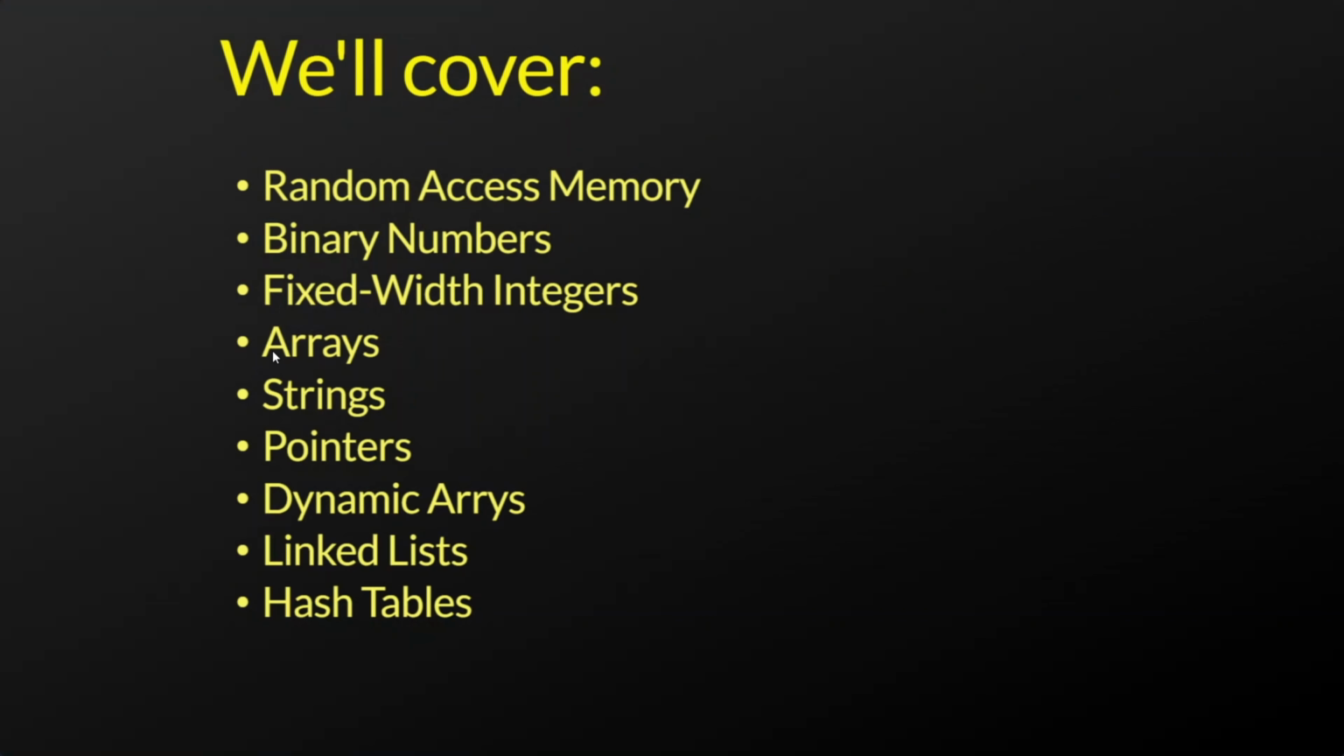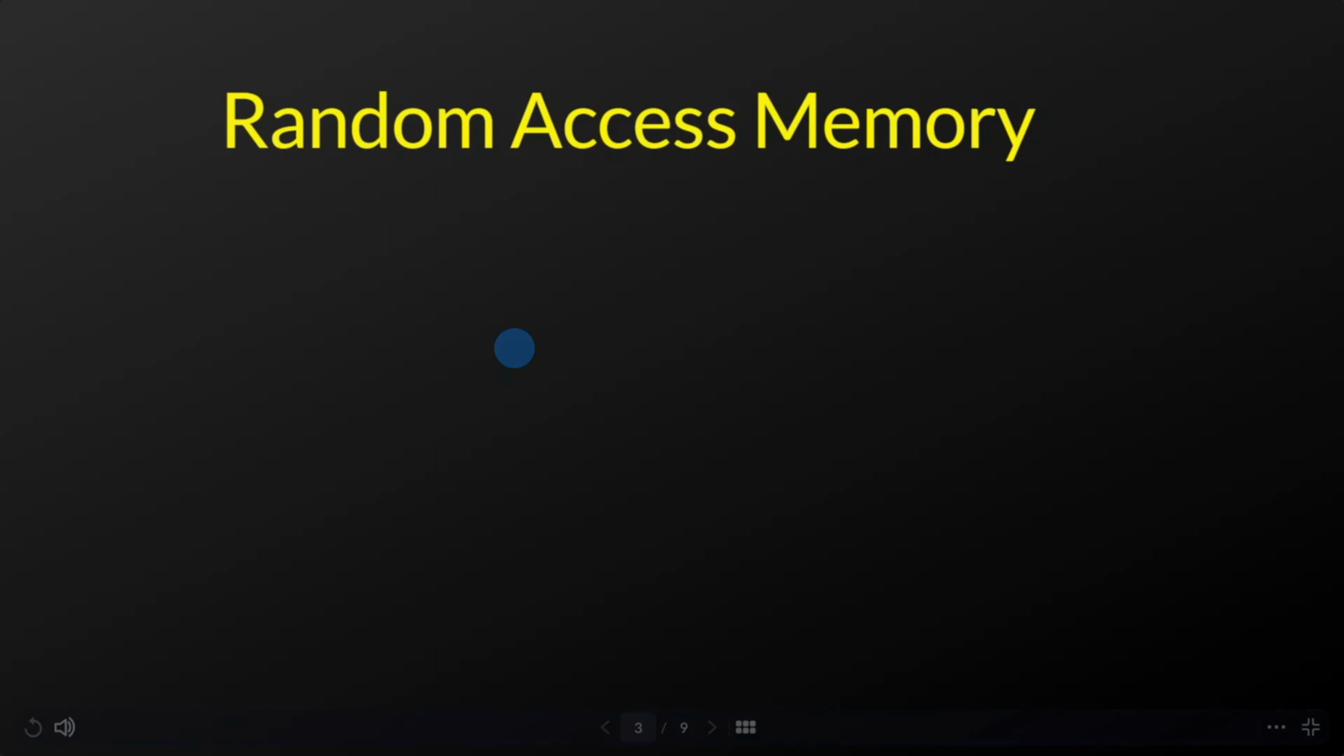In order to really understand how data structures work, we are going to derive each one of them from scratch, starting with the bits itself. In this entire series, we are going to cover these topics: random access memory, binary numbers, fixed-width integers, arrays, strings, pointers, dynamic arrays, linked lists, and hash tables. Particularly in this video, we're going to cover random access memory alone. So let's get started.